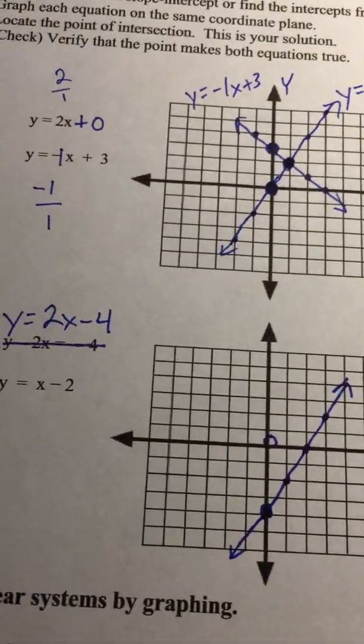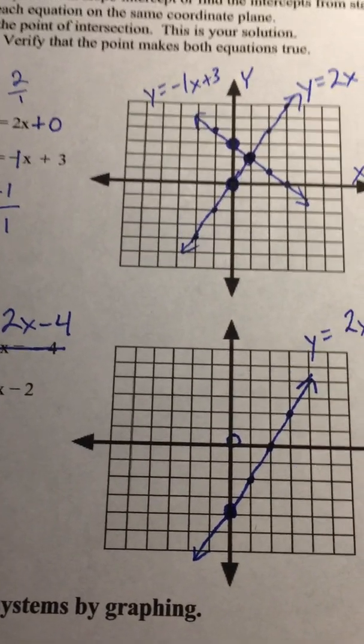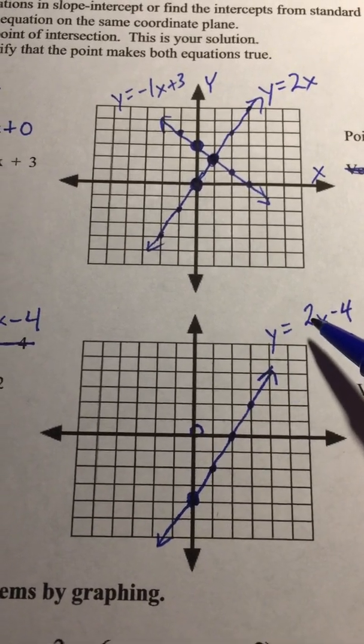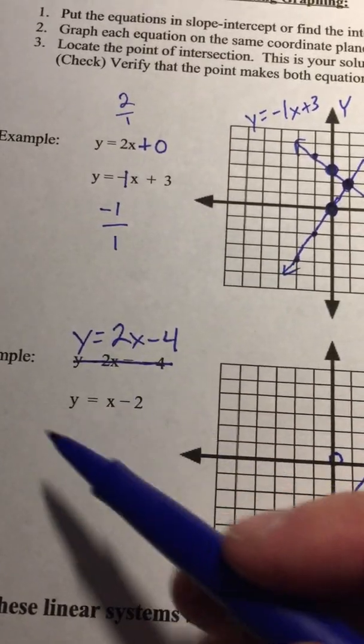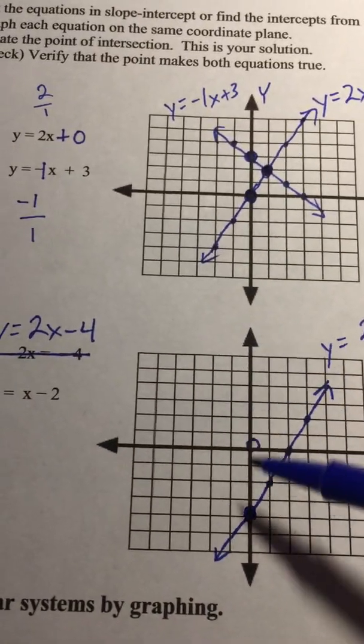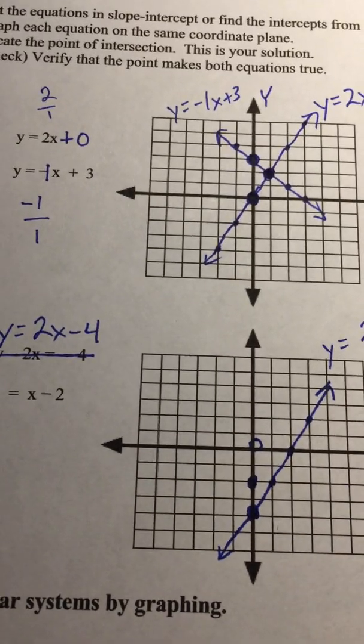So this was y equals 2x minus 4. Started at negative 4 on the y-axis. Went up 2 over 1. So again, graphing the second equation, start with the y-intercept, which is a negative 2. So on the y-axis, it is crossing at negative 2. Right there at that point. It's going through that point.